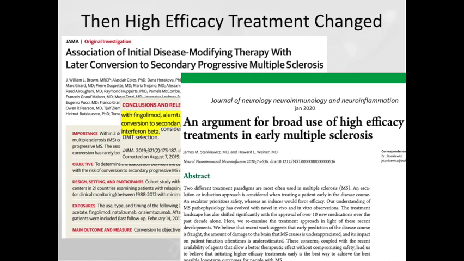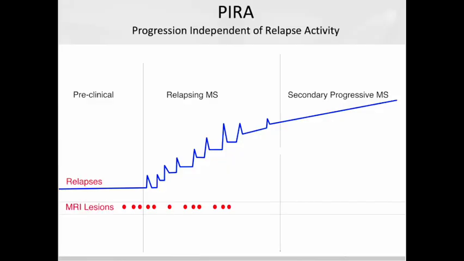And there are more and more papers that illustrate that early and high efficacy treatment does substantially reduce the risk of developing progressive MS. So we have these clinical trials with highly effective treatments, and it's like, oh, that's great. We treat people early, we're stopping relapses, we're stopping the MRI lesions, we've got this. Well, an interesting thing started happening about 5 years ago when we were going to these conferences. We were hearing about this concept called PIRA, progression independent of relapse activity.